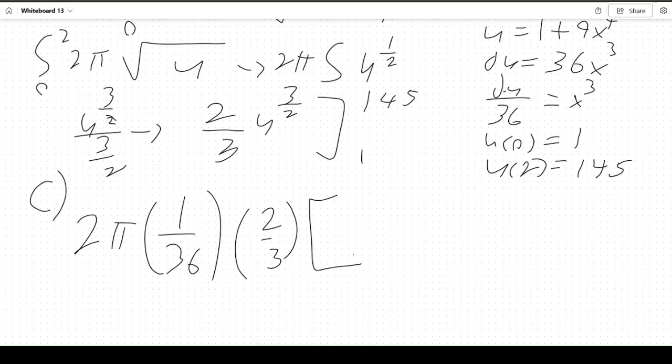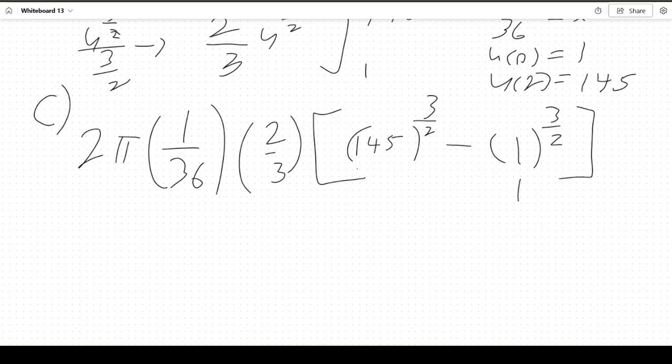So we got 145 to the power of 3 over 2 minus 1 to the power of 3 over 2. This would be equal to 1. And this would be equal to 145 square root of 145, because if you plug it into the calculator, this is the exact same value.